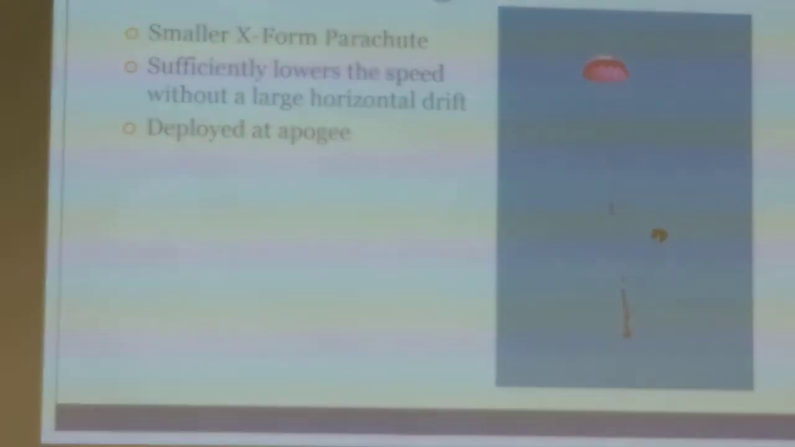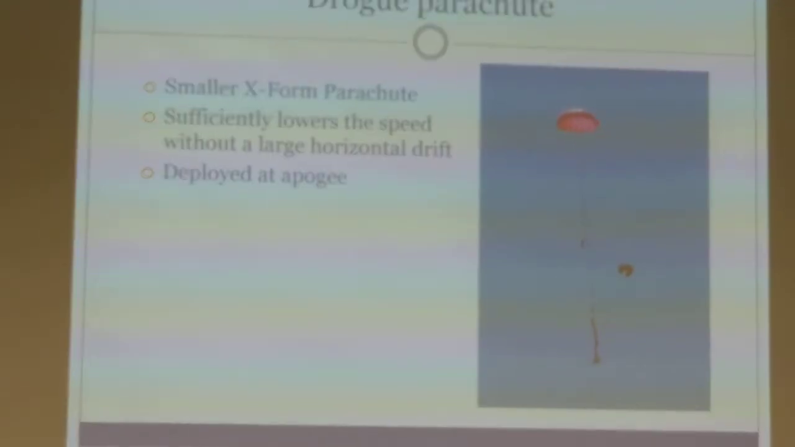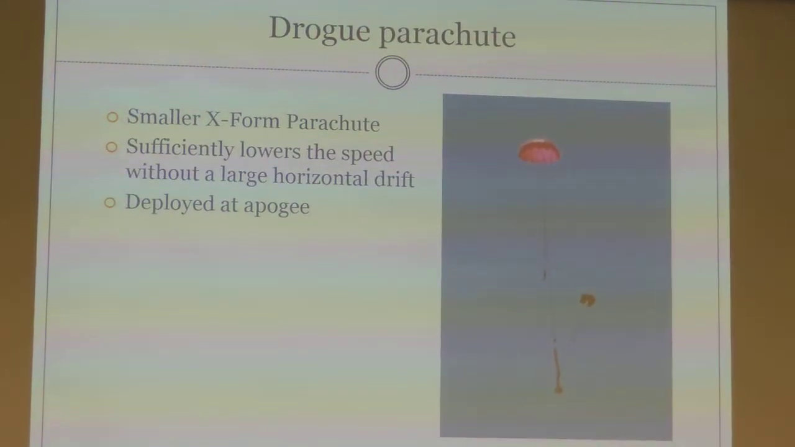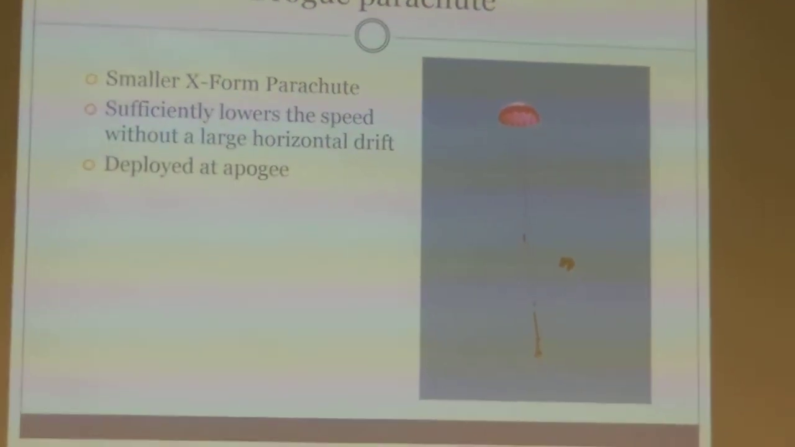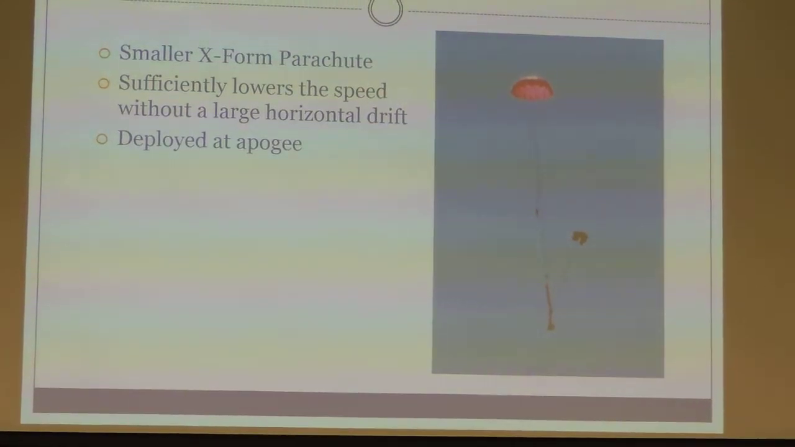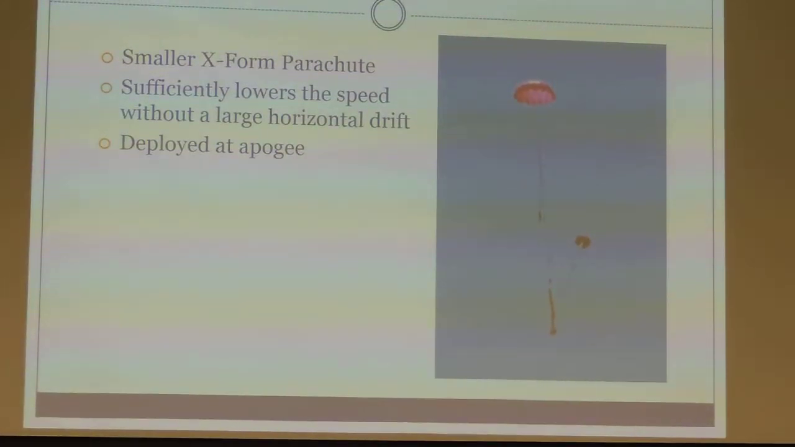All right, so the first parachute to go off at apogee is the drogue parachute. For our project, we use a smaller one. It's an X-form parachute, and you can sort of see it off to the side down there. It's much smaller, and it's not really round, it's more like a jellyfish shape. It allows us to lower the speed so that it's not coming in ballistic and uncontrollable, but it also doesn't have a horizontal drift downrange. It's not going to take the rocket miles downrange, so it allows us to still be able to recover it.